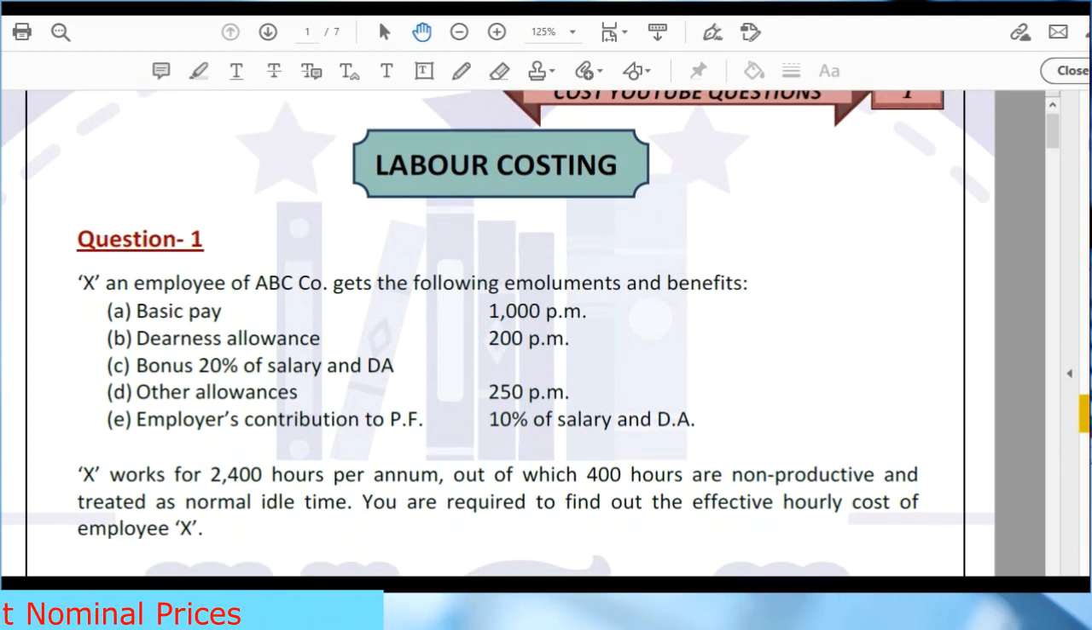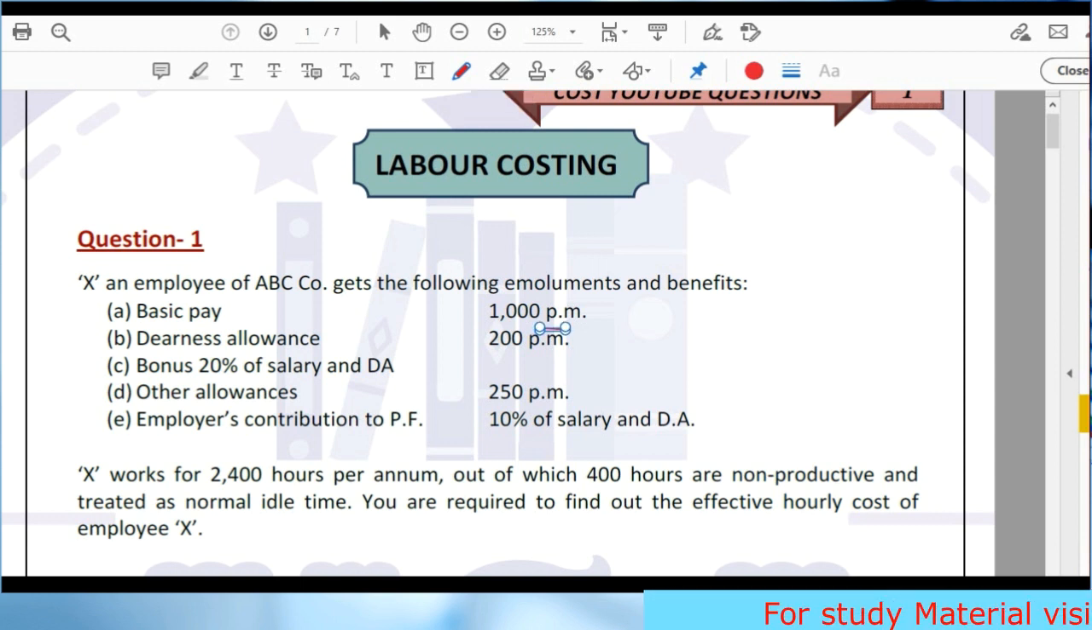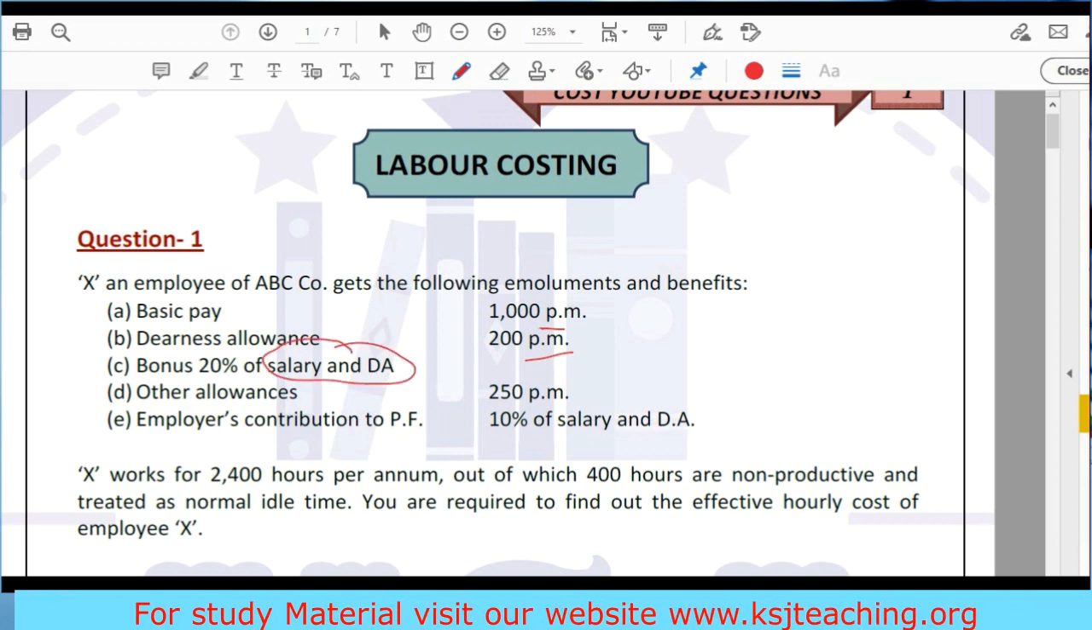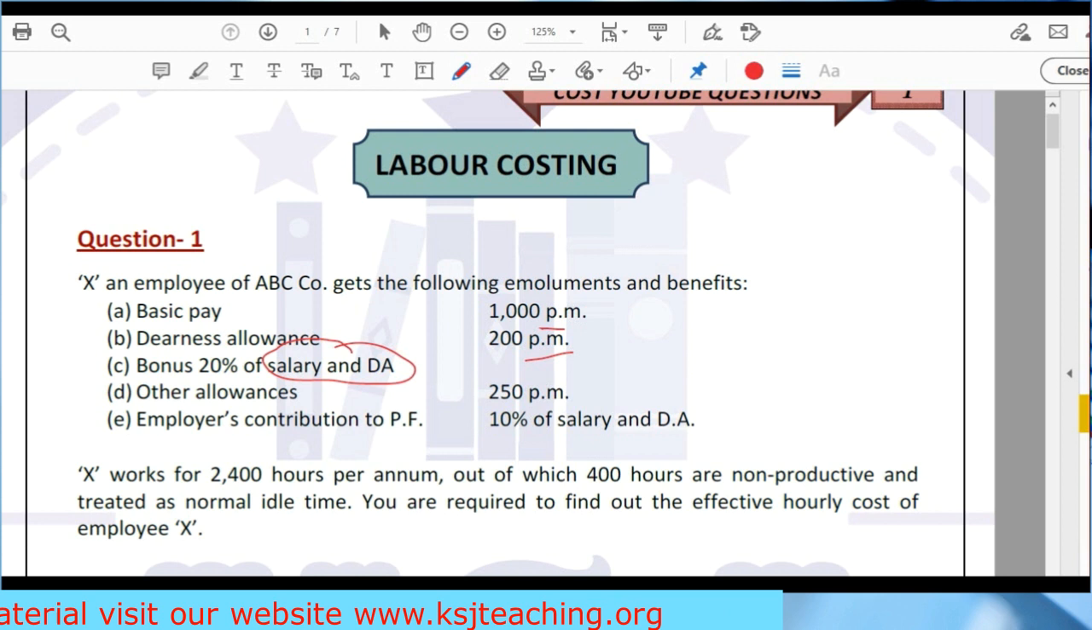Question number 1. X, an employee of ABC company, gets the following emoluments and benefits. Basic pay is 1000 per month, right? And then we have the DA allowances there. Then bonus 20% of salary and DA. That means 20% of salary plus DA.